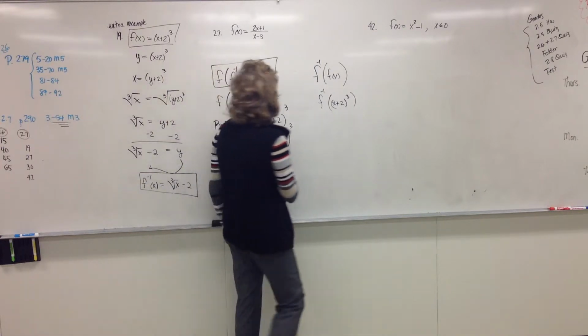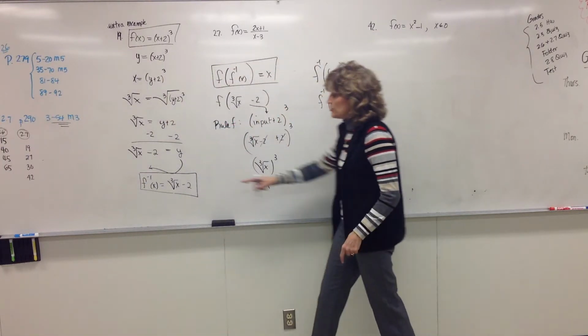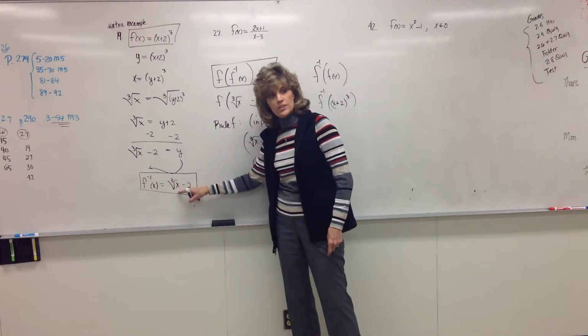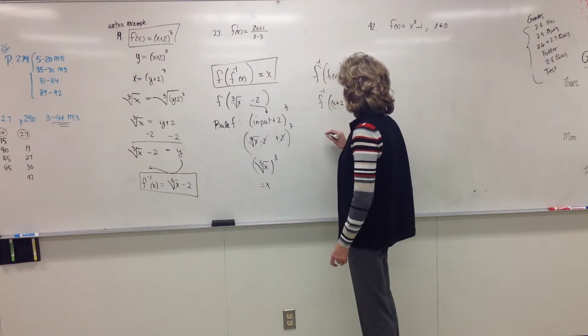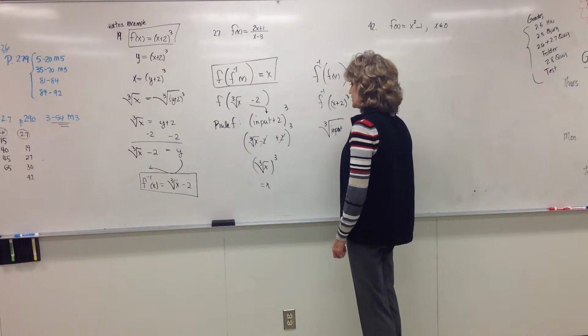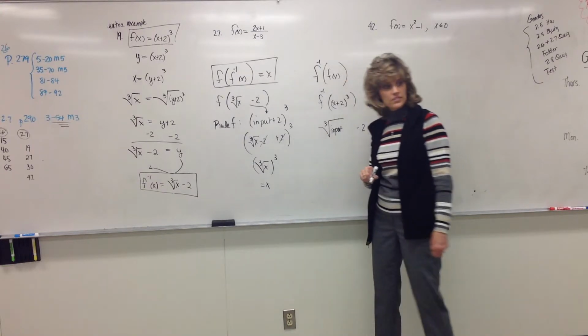So then, what does f inverse do? The rule for f inverse says whatever your input is, do the cube root of the input, and then subtract 2 off the end. So cube root of whatever your input is, and then subtract 2 off the end.